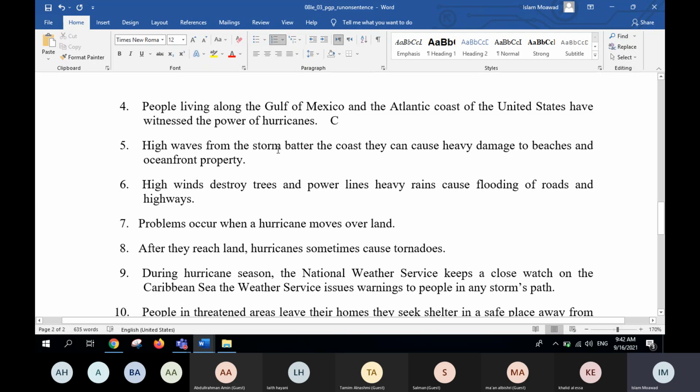Let's move to number 5. They can cause heavy damage to the beaches and ocean property. So what should we do? Comma, and they can cause heavy damage to the beaches and ocean property.